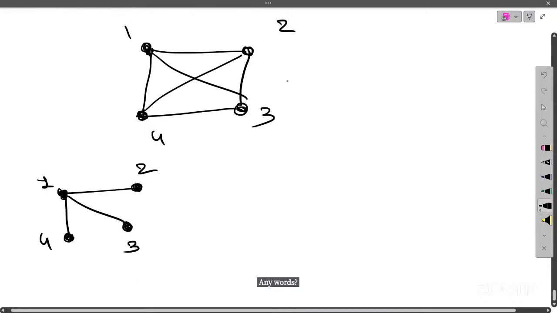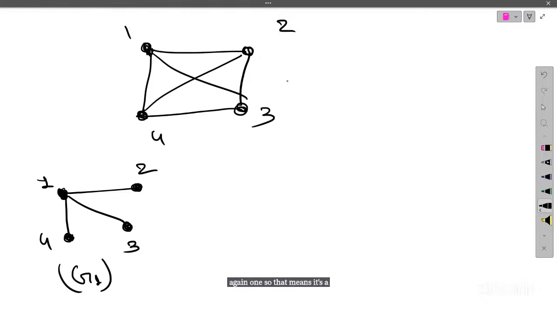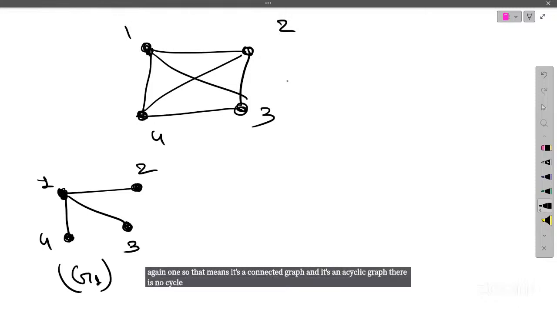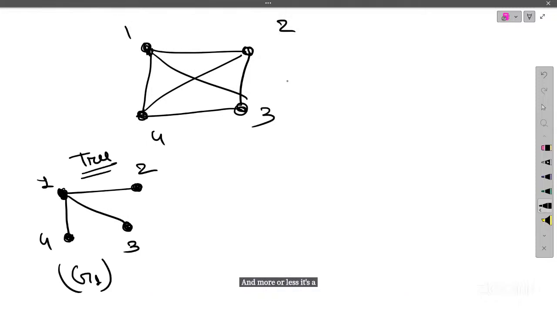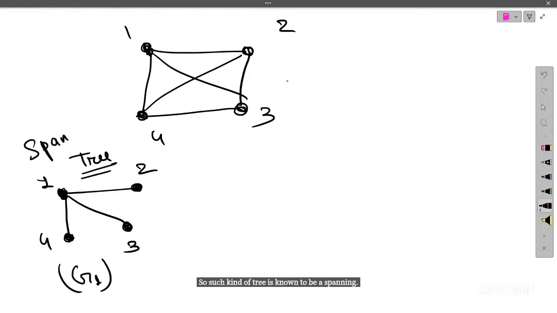Now here consider this one, G1. This is a tree because obviously it is connected. We can go from one vertex to any other vertex. We can go from 3 to 2 via 1, and from 3 to 4 again via 1. So it's a connected graph and an acyclic graph. There is no cycle here. So it's a tree, and it is using all the vertices present in the graph. Such a tree is known as a spanning tree, because it covers all the vertices given in the graph.